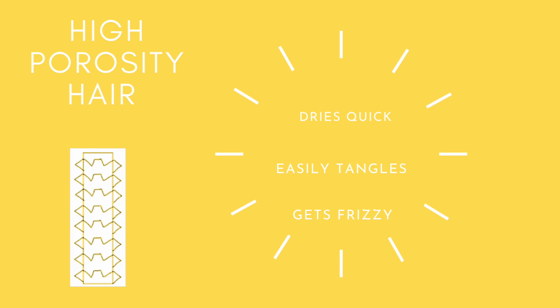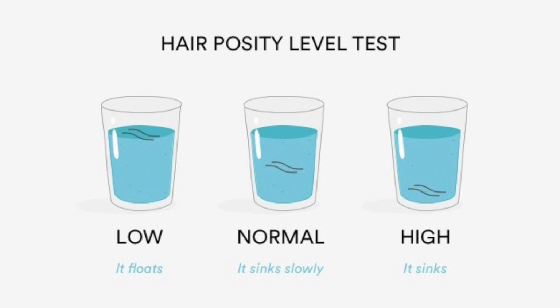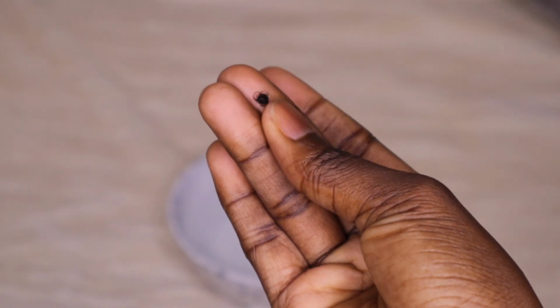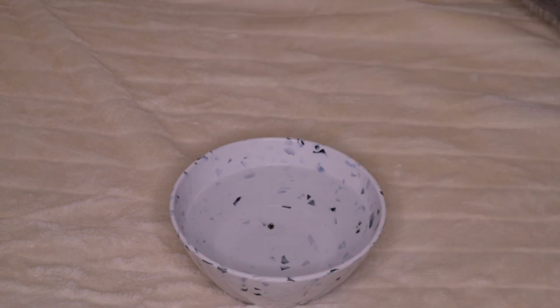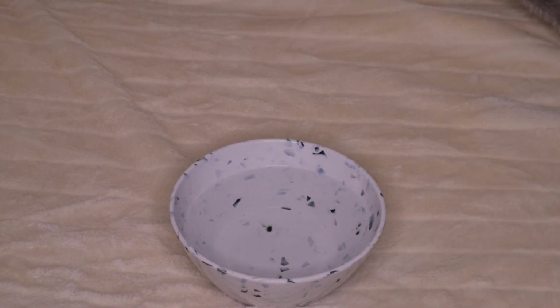And I know you're thinking, well, my hair does most of these, so how can I for sure tell? And this is when the tests come in. So let's get right into the test. The most popular test that I've seen is a cup test, where you put little strands of your hair in water, and if it floats, that means you have low porosity, and if it sinks, then you have high porosity, and if it's in between, then you have normal.